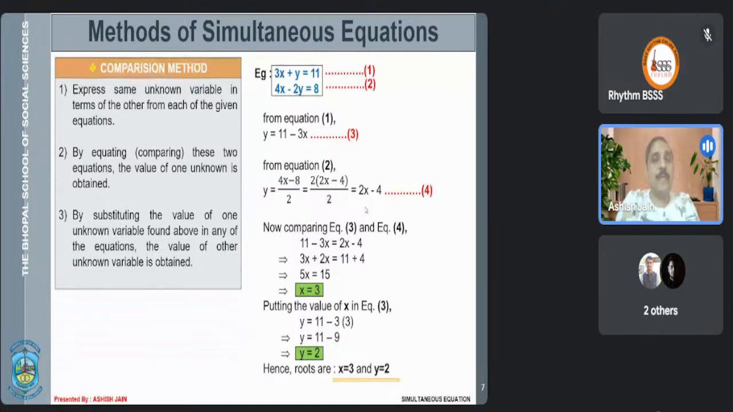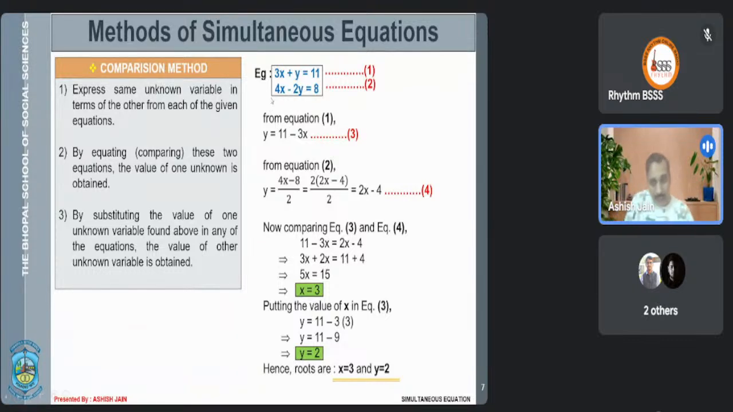Here, if you notice, equation 3 is also equal to y and equation 4 is also equal to y. That means if they both are equal to y, we can compare them both. This method is called comparison method because we take the value of the same unknown variable. So now comparing equation number 3 and 4, we have 11 minus 3x is equal to 2x minus 4.